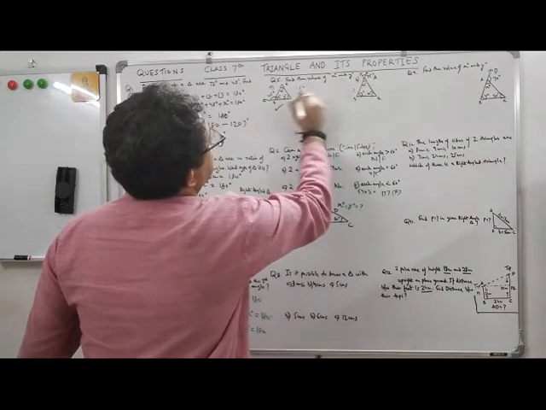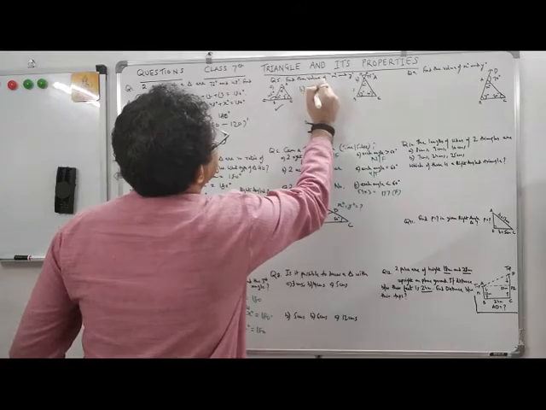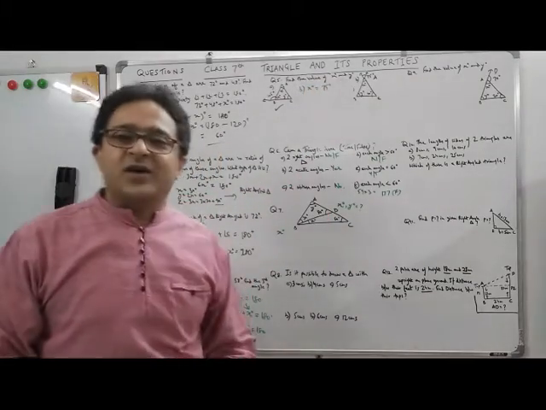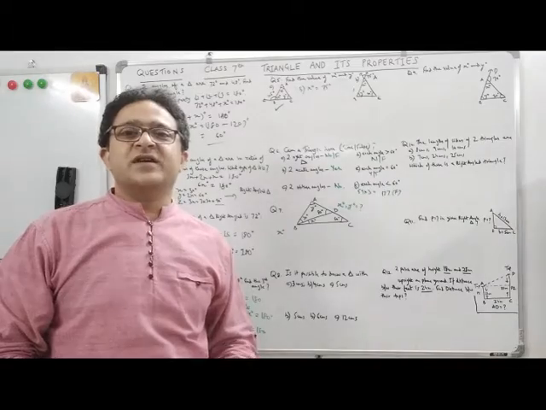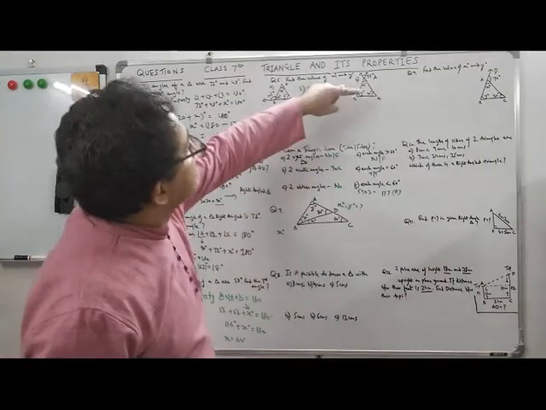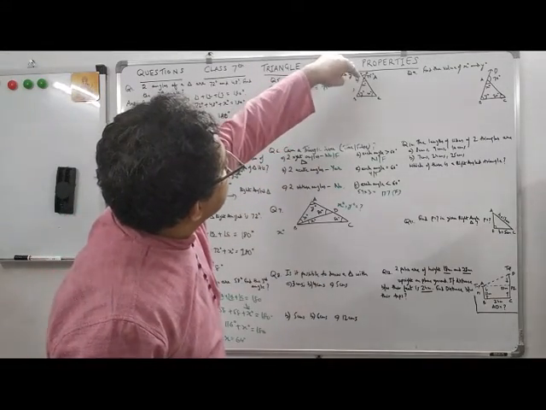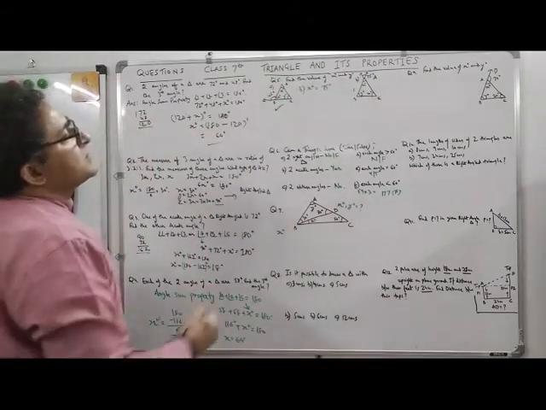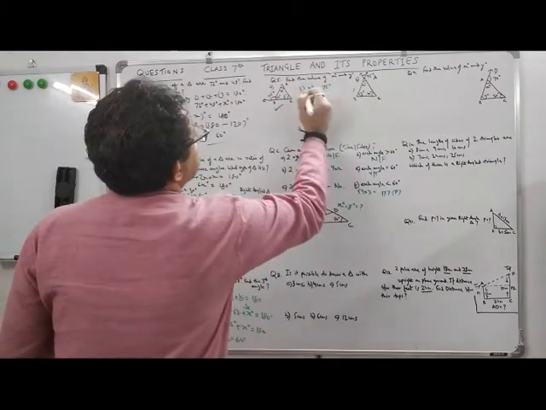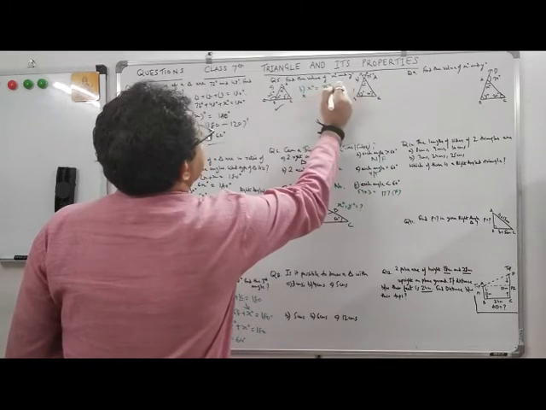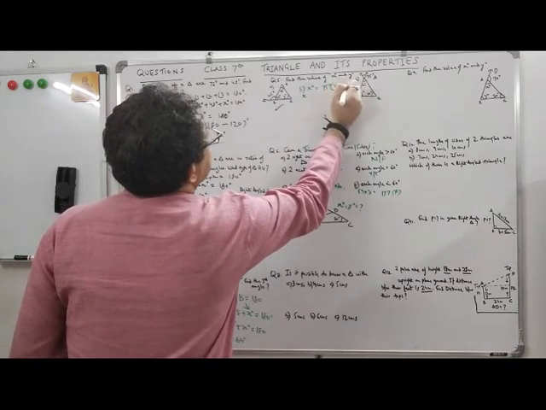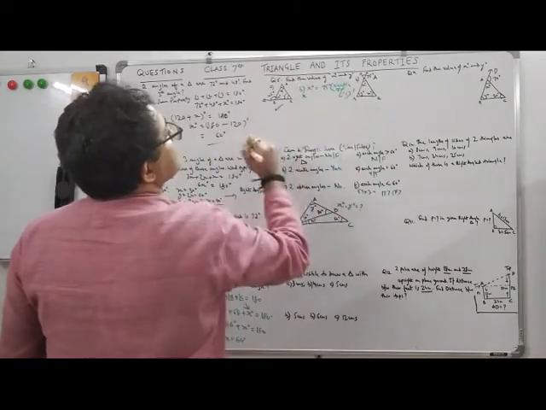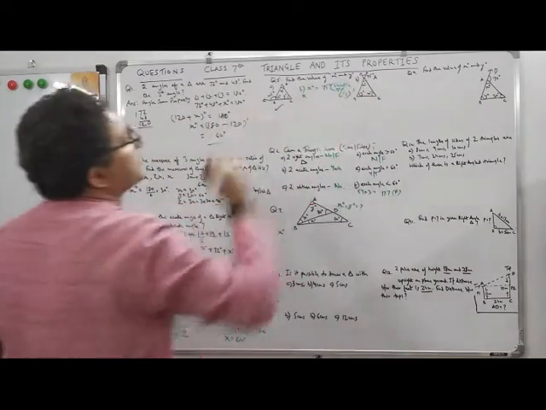For B part, X degree is equal to 75 degrees. Why? I hope you are aware of this, that vertically opposite angles. So this is a transversal and this is 75 degree given, but this X degree is not given. So basically this is the vertically opposite angles. So X degree is equal to 75 degree, vertically opposite angles. So now we know X degree, but now do we know Y degree?